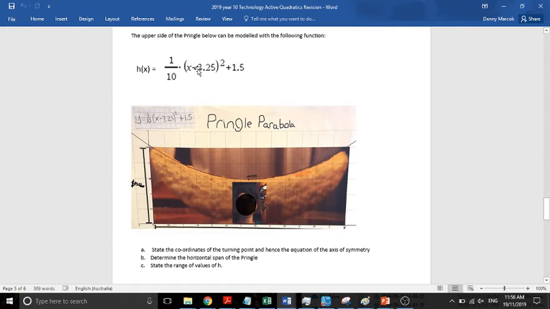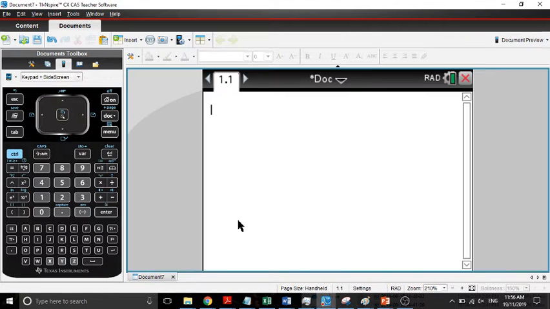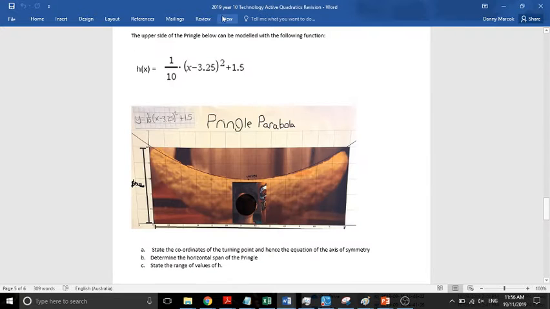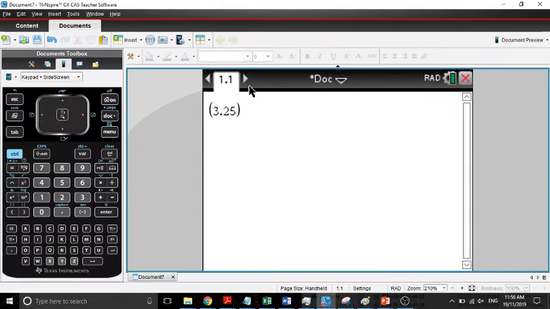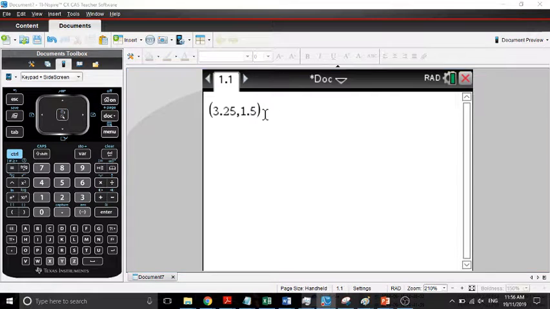So turning point, 3.25 and 1.5. That's just it there. So let's go to CAS and put that in. Like we said, it's 3.25. If it's negative, it becomes positive, comma 1.5. Because it's positive, we just leave it being positive. So that's the turning point.